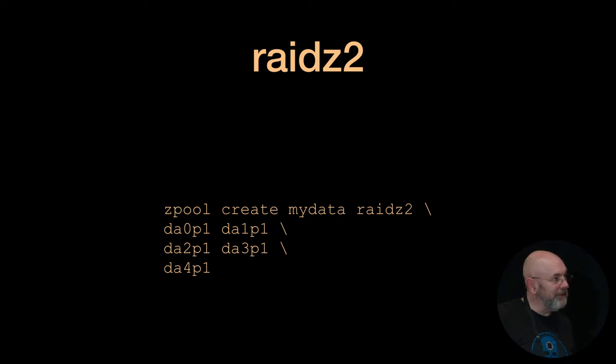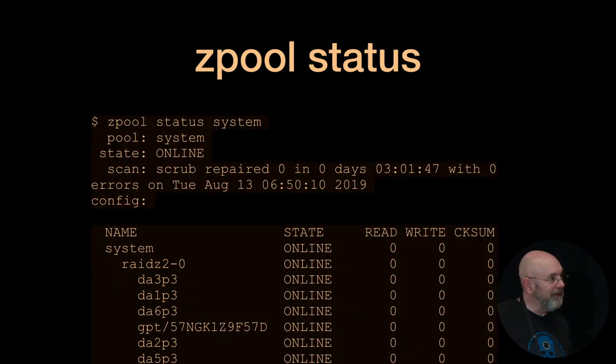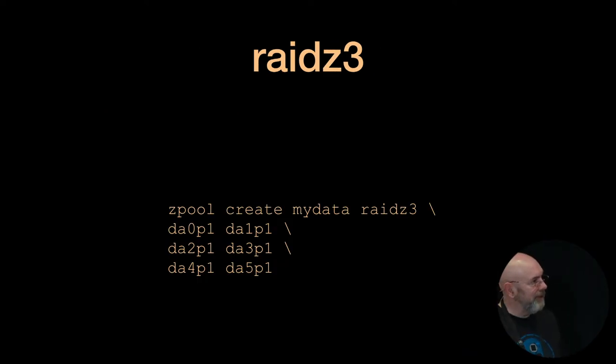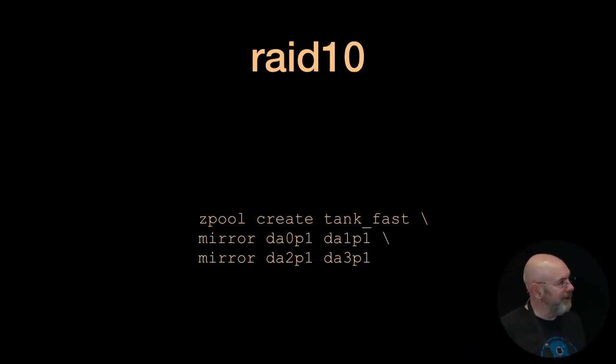RAID Z2, we just add another drive. We'll get to RAID Z3 next. But there's the RAID Z2. You can see the six drive. One of them has a serial number in it. So there's the RAID Z3 with 6 drives.